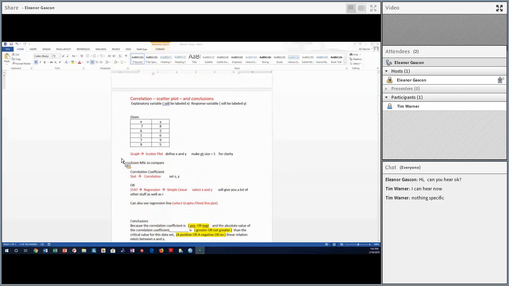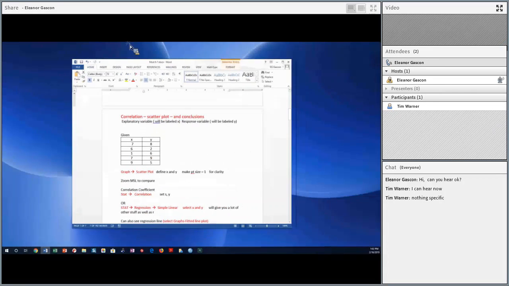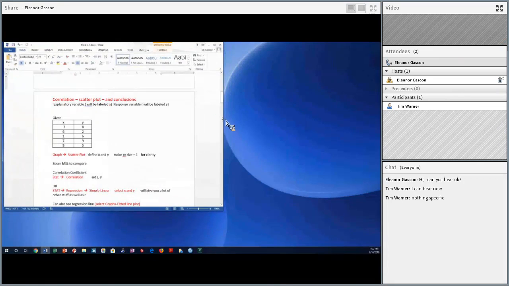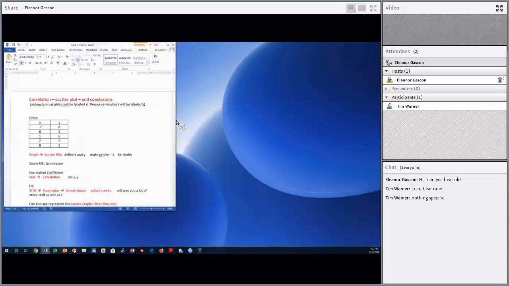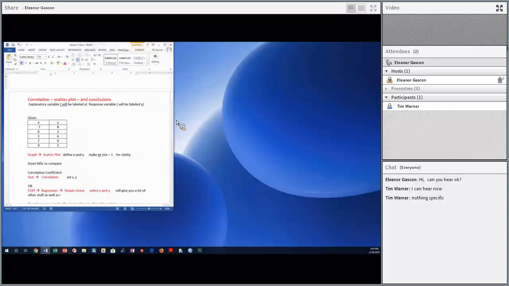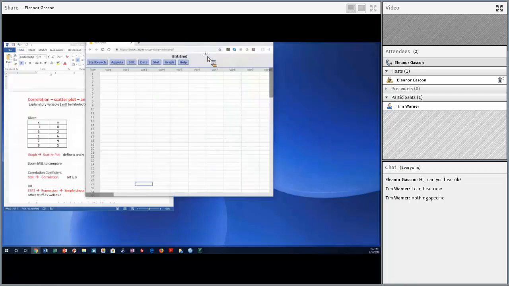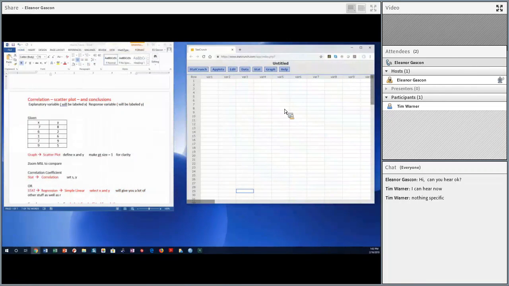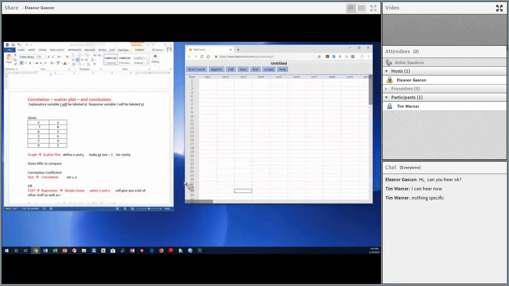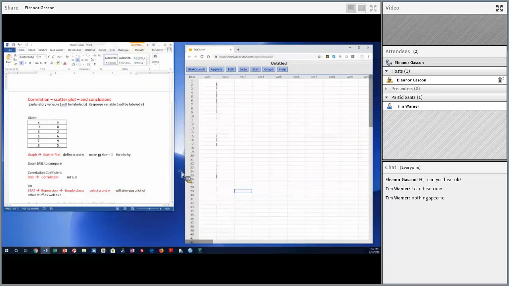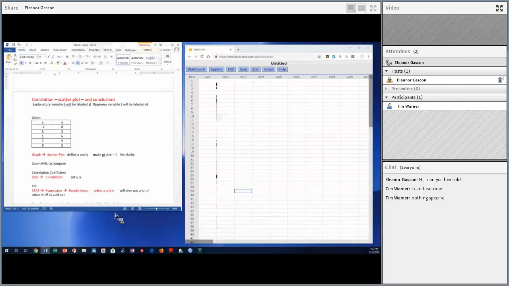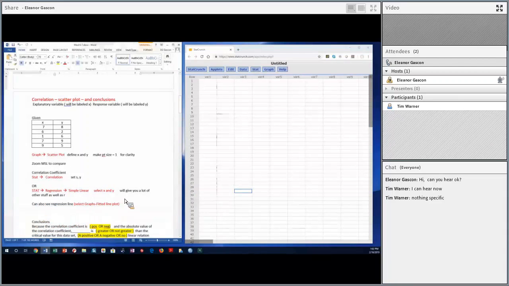The first thing I want to go over is the correlation and scatter plot, and I'm going to put my screen in half here so that I can put StatCrunch on the other side, because I think it's very valuable to look at both at the same time. So hopefully you can see both screens.